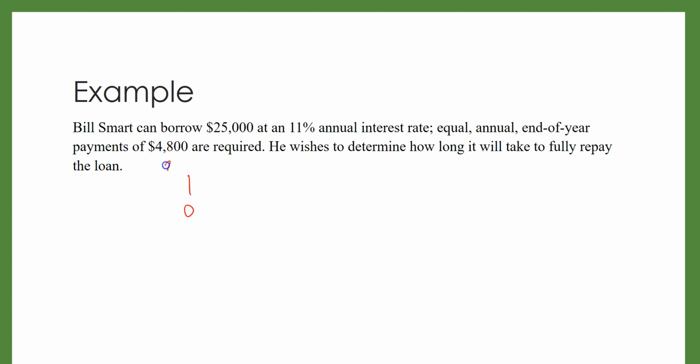Today, he is going to borrow $25,000. So that would be a cash inflow to him because it is money that he can put in his pocket today. And at some point in the future, it's going to have a loan balance of $0. To make that happen, he can pay $4,800 a year.